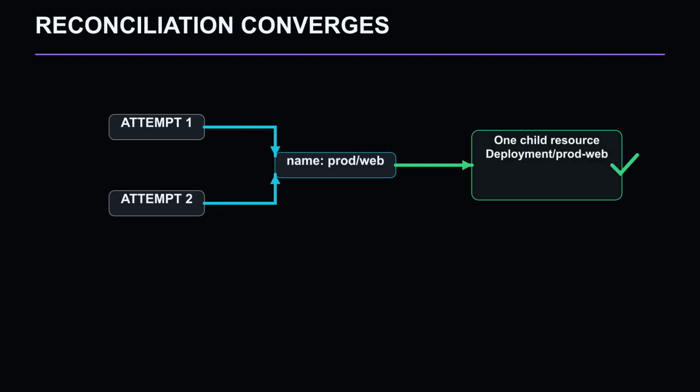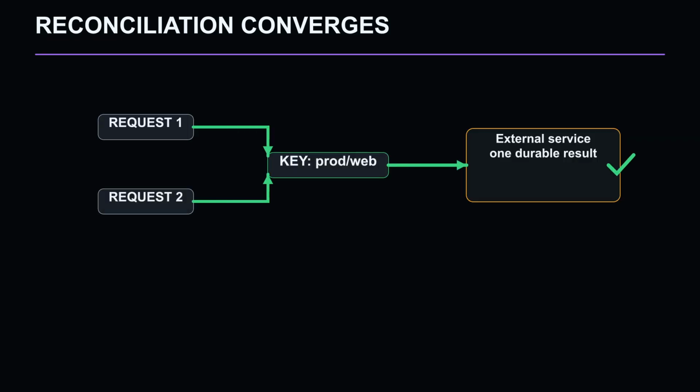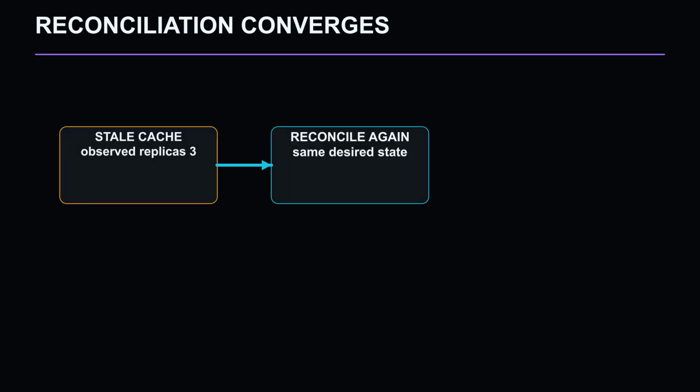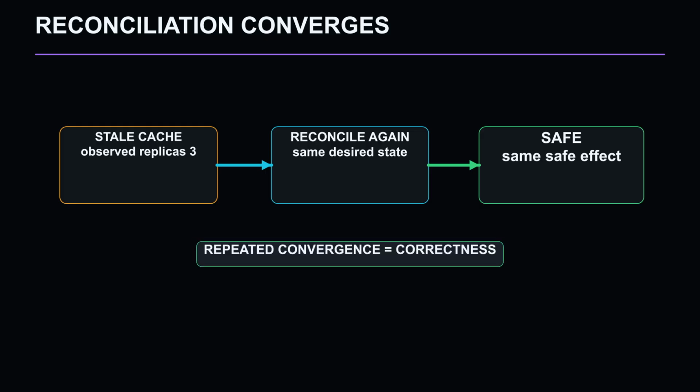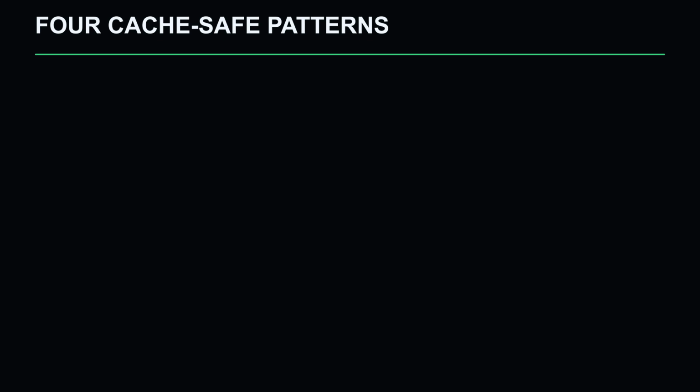Give child objects deterministic identities and make repeated create or update attempts safe. For external services, use an idempotency key or durable state to avoid acting twice. If the cache is old, another reconcile should do nothing harmful or safely repeat the intent. The stale read is not your correctness mechanism. Repeated convergence is. Here are the practical rules.